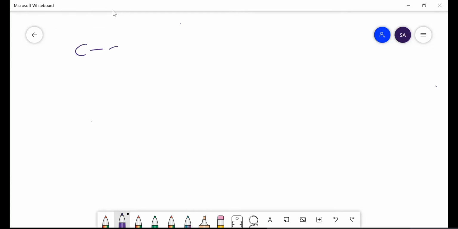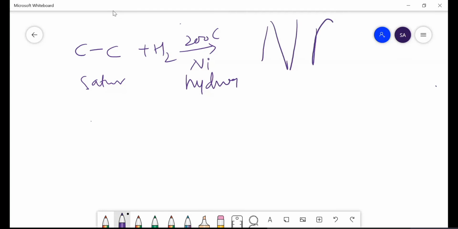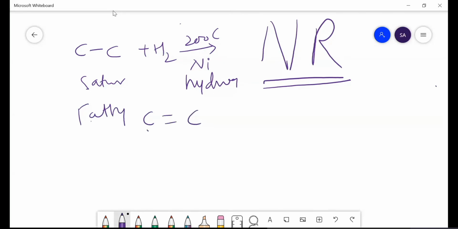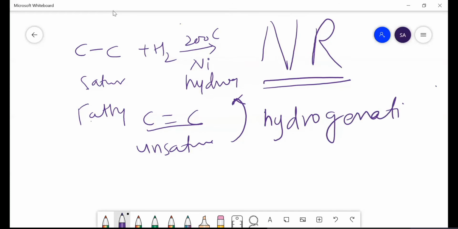So, a saturated fatty acid with no carbon-carbon double bond, when added with hydrogen at 200 degrees Celsius under a nickel catalyst and hydrogenation is performed, there will be no reaction. No reaction. Please keep it in mind. A fatty acid having a carbon-carbon double bond, a point of unsaturation, takes part in the reaction called hydrogenation. A saturated fatty acid with no carbon-carbon double bond will not participate in the hydrogenation reaction.